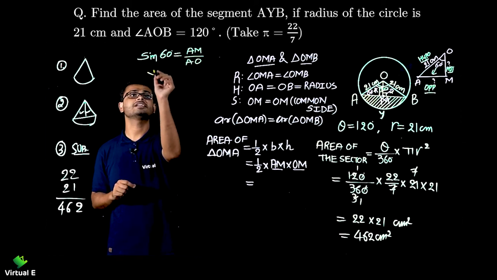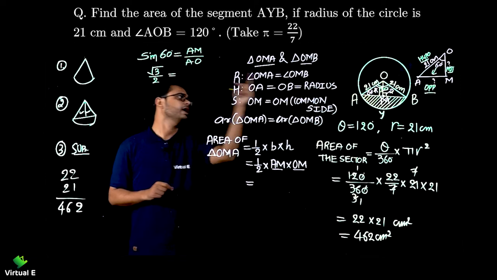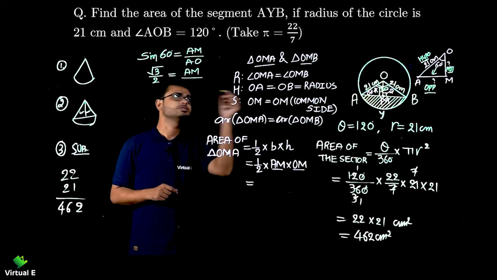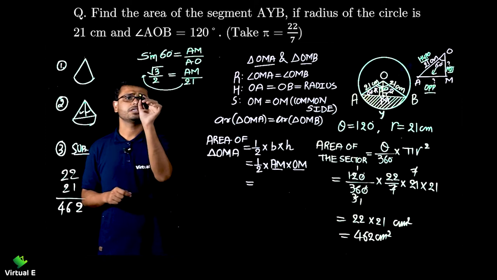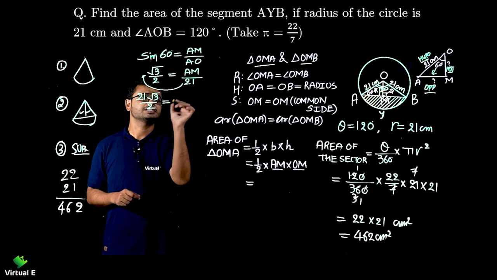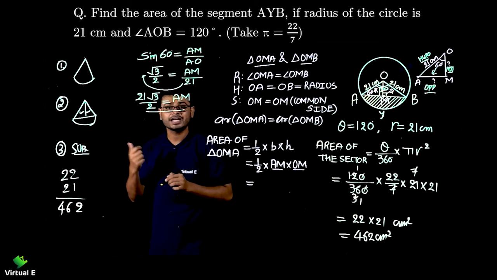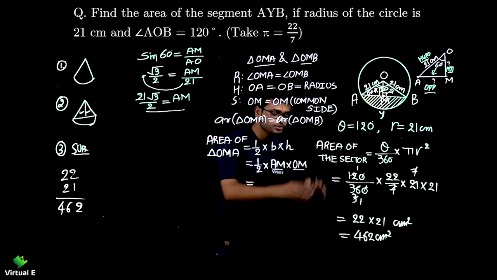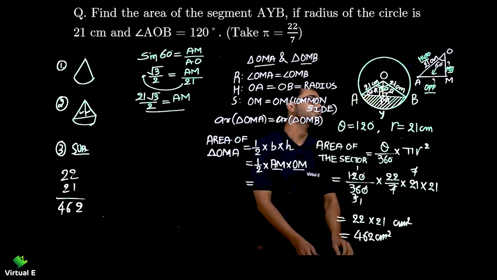Done. Now sine 60 degree we know root 3 by 2 is equal to AM over what? We need to find AO, which is 21. So this 21 will go into numerator. So it is 21 root 3 by 2. That's the value of AM. Now don't get afraid that why are we getting this kind of values. Don't worry, write it. We still have 1 by 2 over here. We still need to go ahead there, right? So calculation for AM is done.